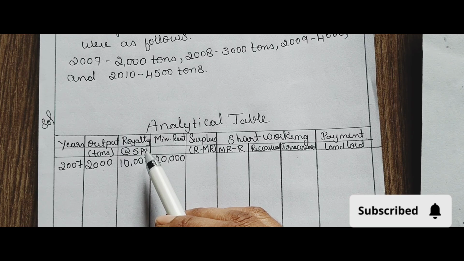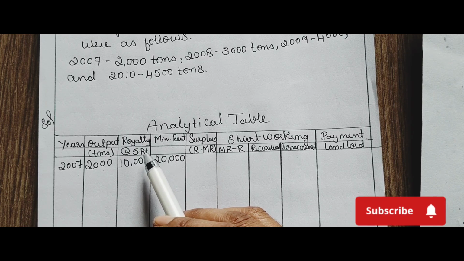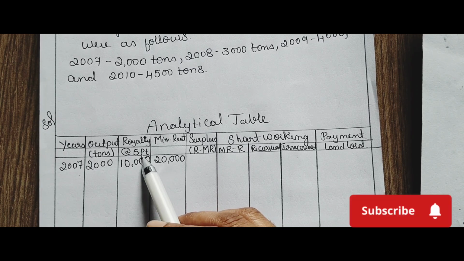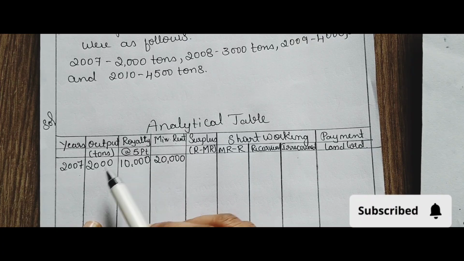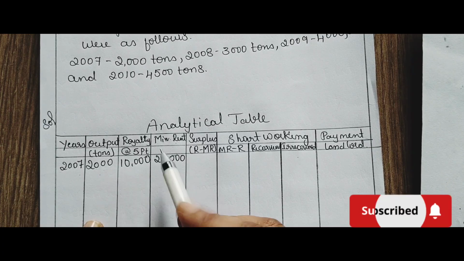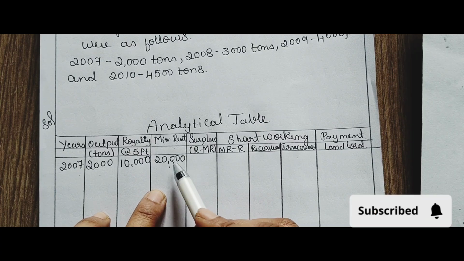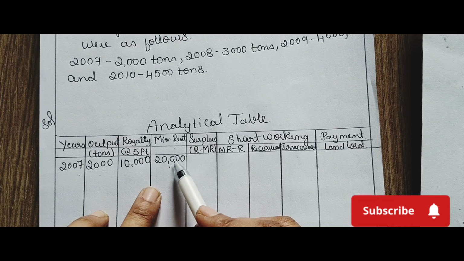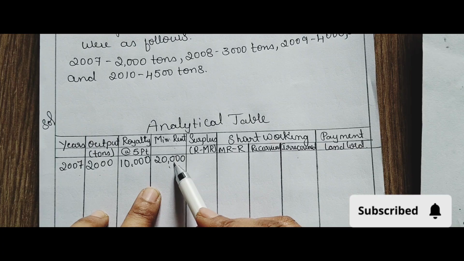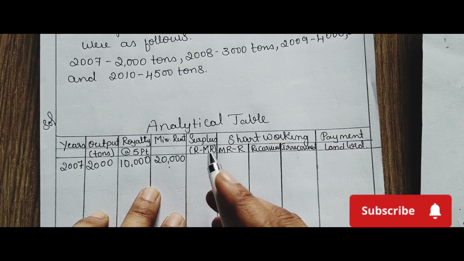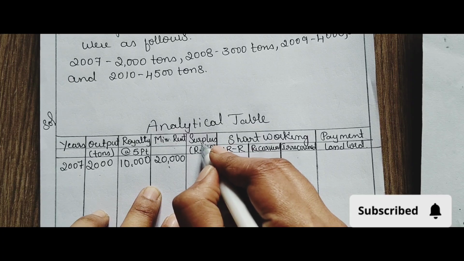So for that, you get royalty, some assured amount they are going to give per ton or per piece. That is called royalty, and it will be multiplied with the output. Minimum rent is fixed, it is always given in the question. You write it as it is, there will be no change in the minimum rent, it remains the same for all the years. Now surplus, there is no surplus.